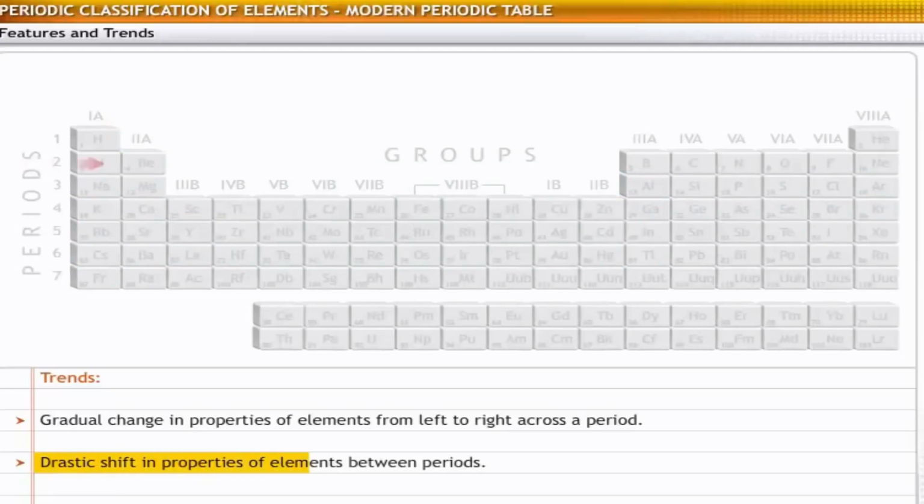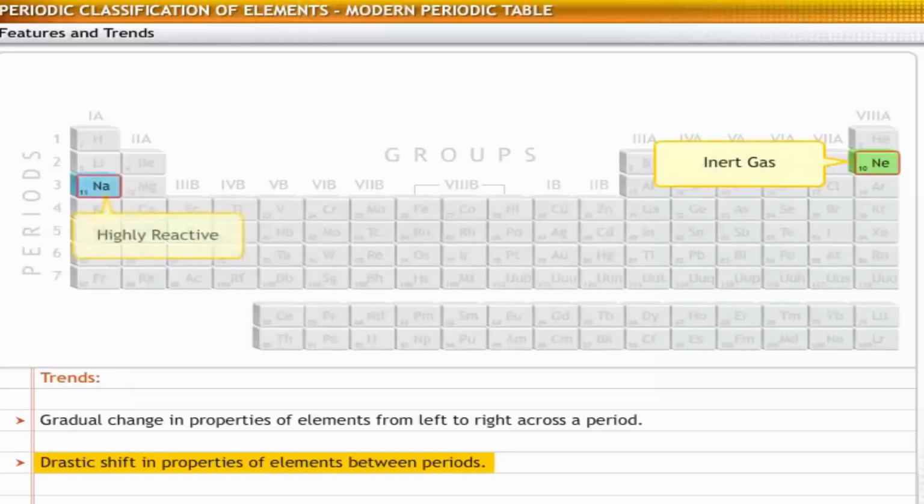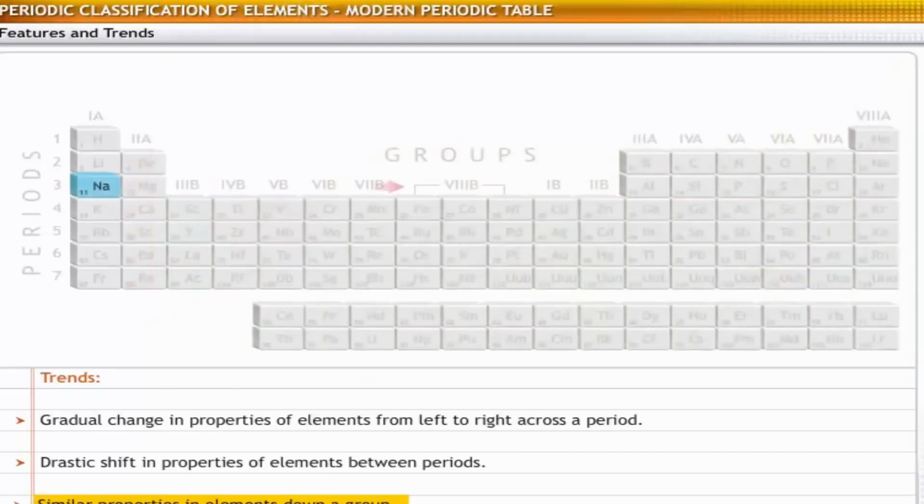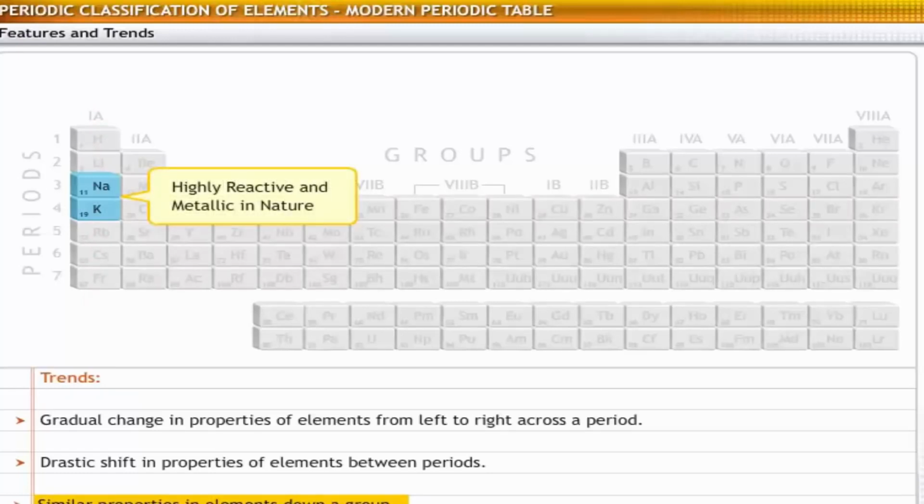There is a drastic shift in properties between the last element of a period and the first element in the next period. For example, neon is inert, whereas sodium is highly reactive. Elements in a group display similar properties because they have the same number of electrons in the outer shell. For example, sodium in period 3 and potassium in period 4 belong to group 1. Both these elements are highly reactive and metallic in nature.